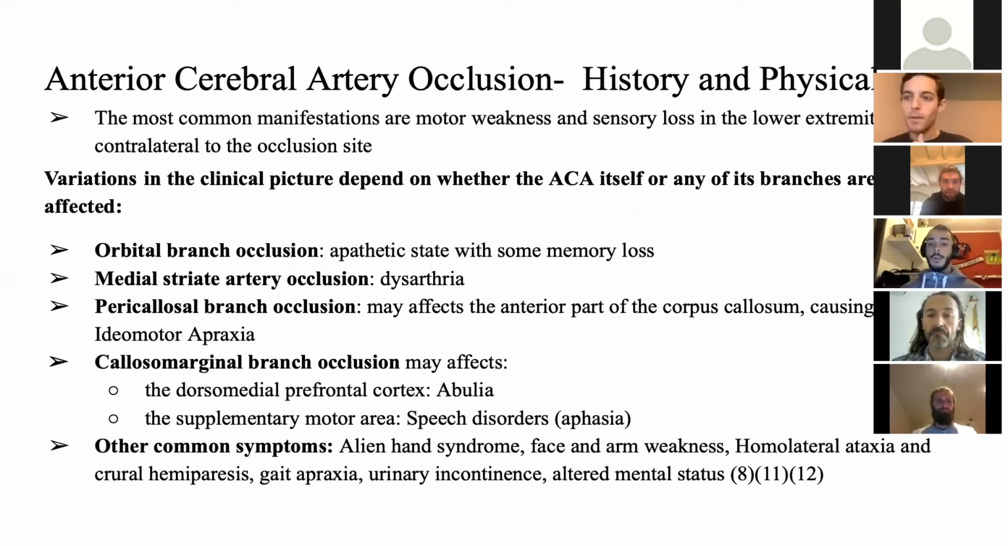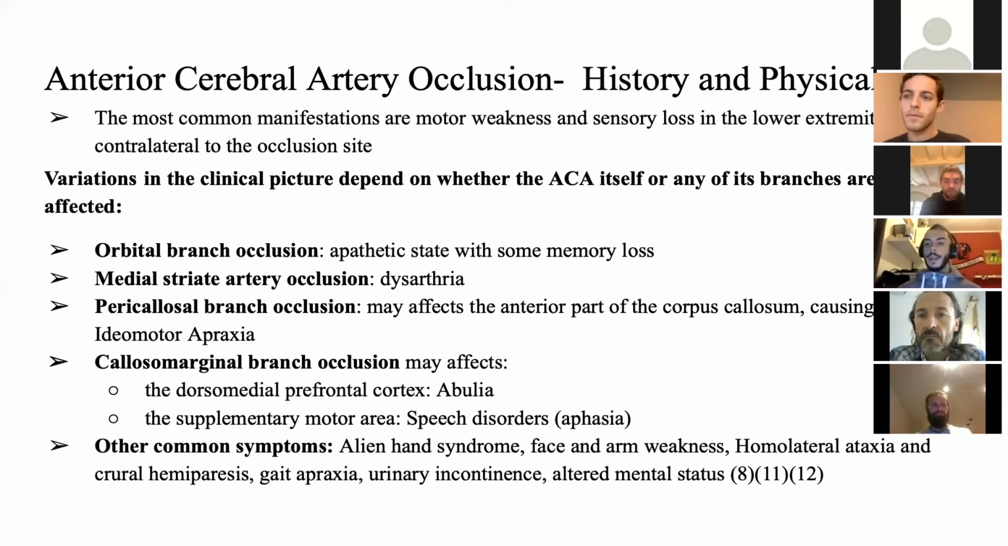Callosomarginal occlusion can result in damage to the prefrontal cortex, giving abulia, lack of initiative, or, in a left-sided infarct of the supplementary motor area, it may produce mutism, because this area normally collaborates with the Broca's area in the initiation of speech. Pericallosal occlusion may lead to infarction of the anterior part of the corpus callosum that may result in ideomotor apraxia, a neurological disorder characterized by the inability to correctly imitate hand gestures.